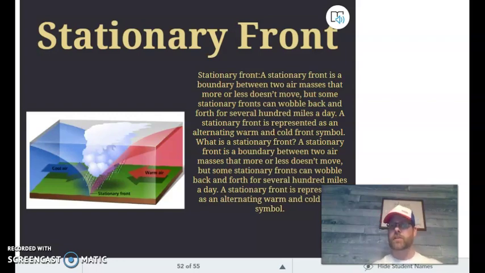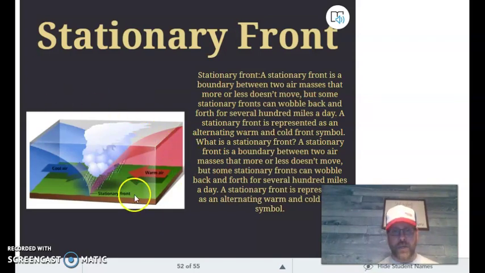Now, the first thing I want to talk about when I say stationary front is we've all seen the football player that gets cramps and he has to go on the sidelines and ride the stationary bike. Does he go anywhere? No, he's stationary. He stays in the same spot. And that's really what happens with a stationary front. Go ahead and take a look at the picture here. And what do you think is happening?